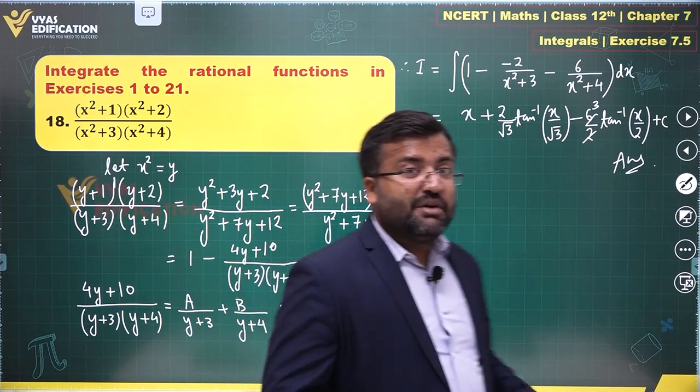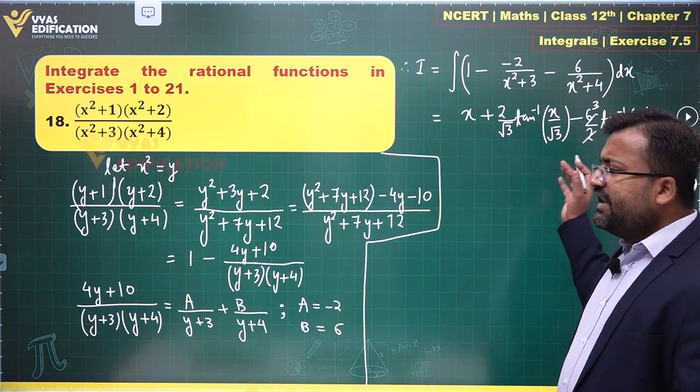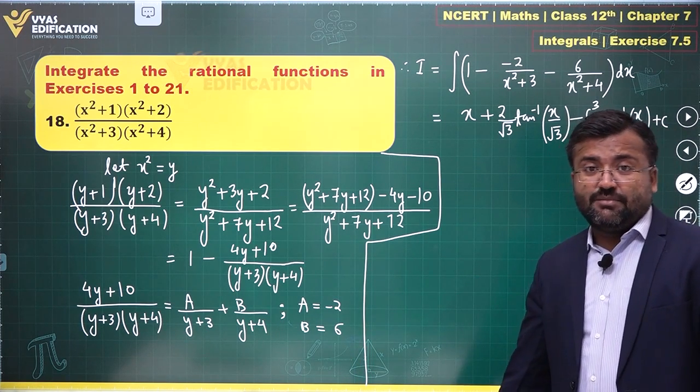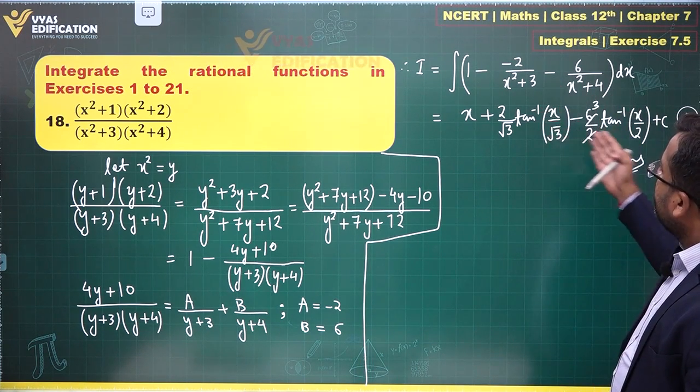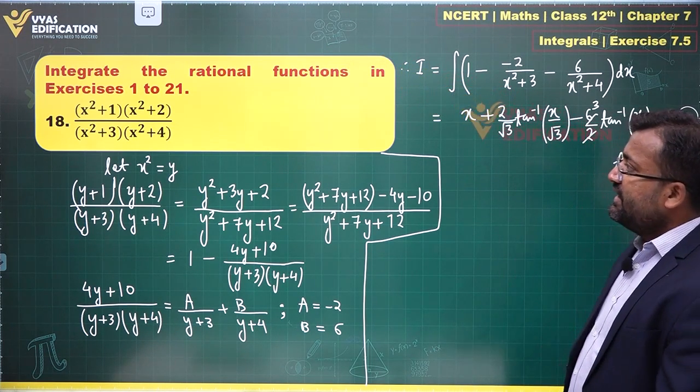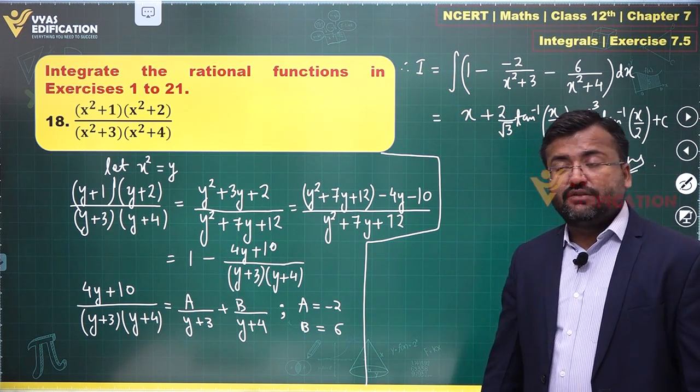We have simplified the expression first, and at the end the integration is not difficult at all, right? So simplification, yes, that's a bit complicated, but other than that, finding the integrals, the integral part is very simple over here, right? That's the complete solution of this 18th question.